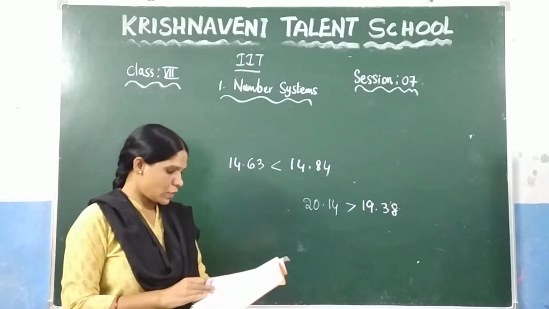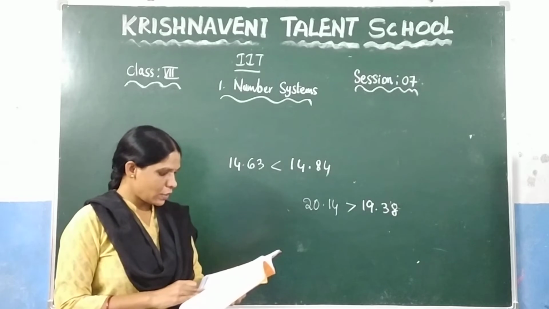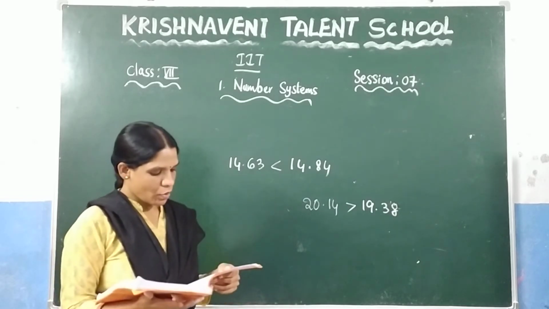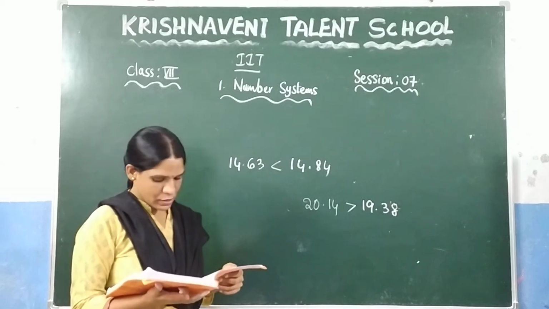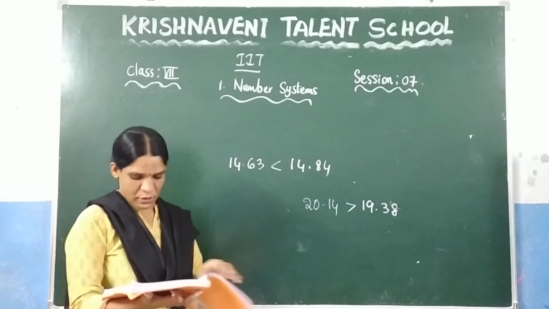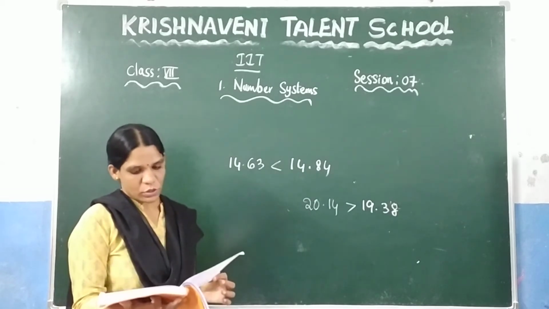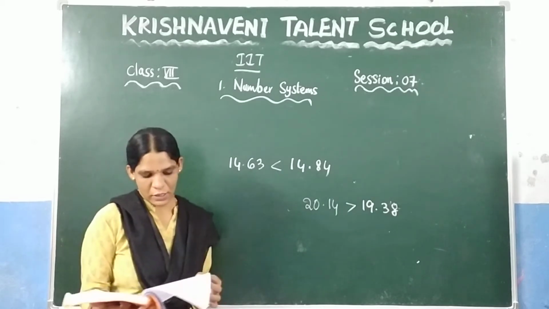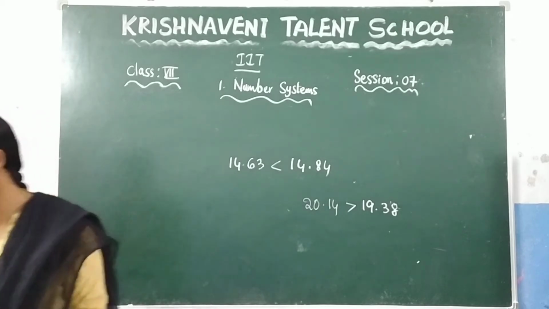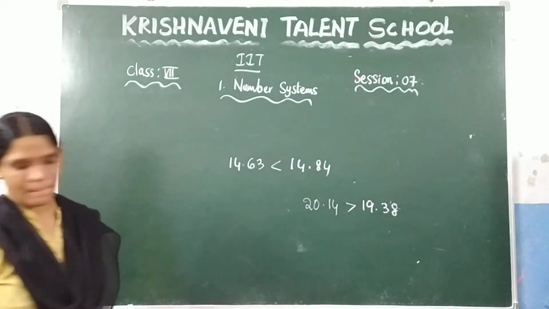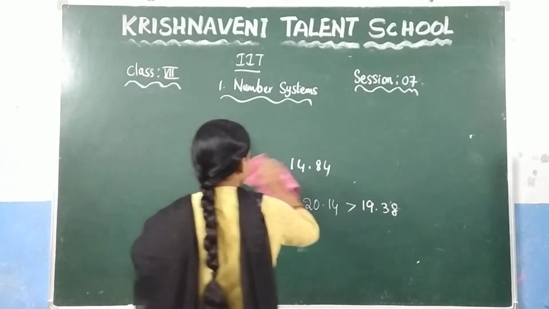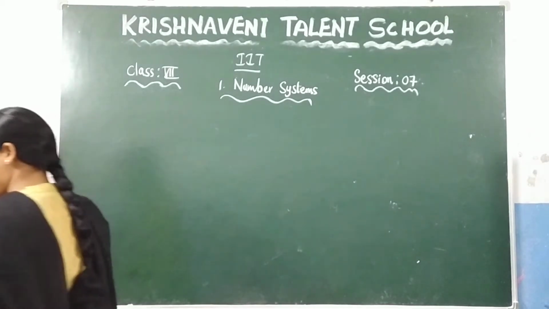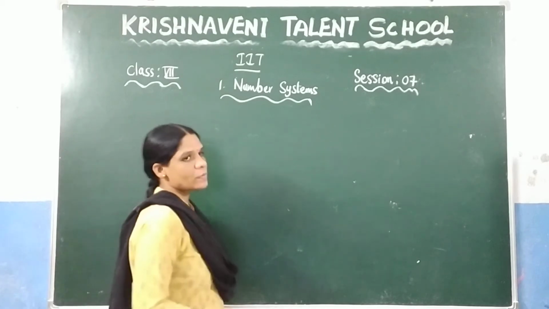Now see the next page, page number 10. They have given the addition of decimals. How do you add two decimal numbers? How do you multiply two decimal numbers? And how to divide two decimal numbers? These things they have given here. Now see here, how to add two decimal numbers.